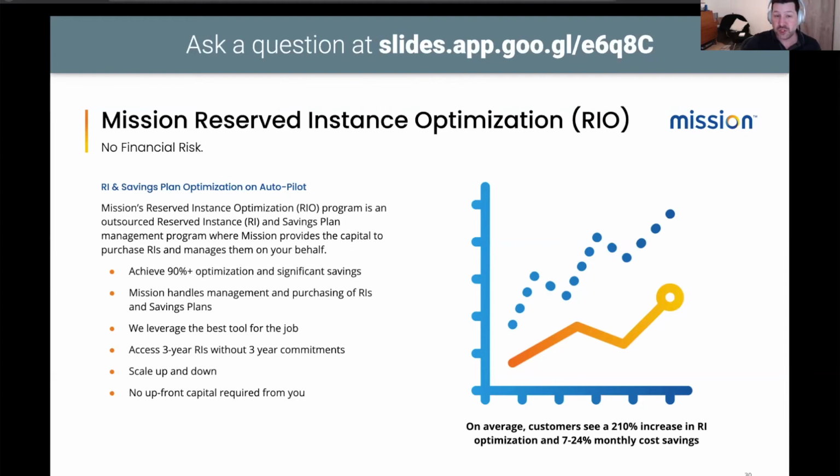And we use the best tool for the job. So this is not just RIs, it's also savings plans, right? So, we just didn't want to rename it to Risco. So yeah, that is RI management on autopilot, which is the RIO program.